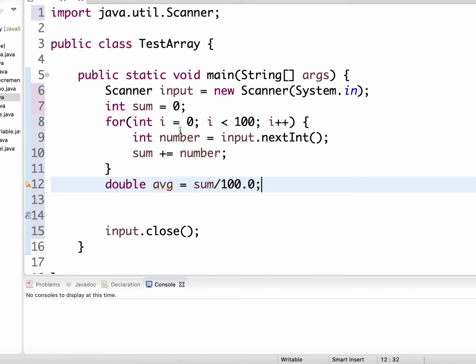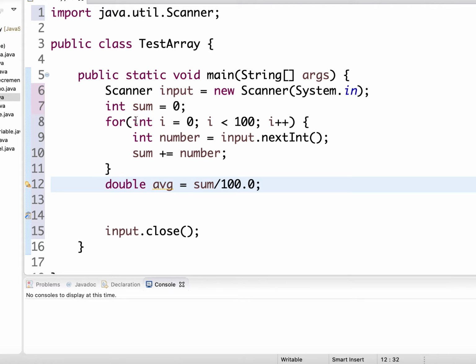So if we now run this, we are taking 100 inputs, and every time we take an input we accumulate it with the sum, and finally we divide the sum by 100. That's the total number of numbers. So this way we get the average.